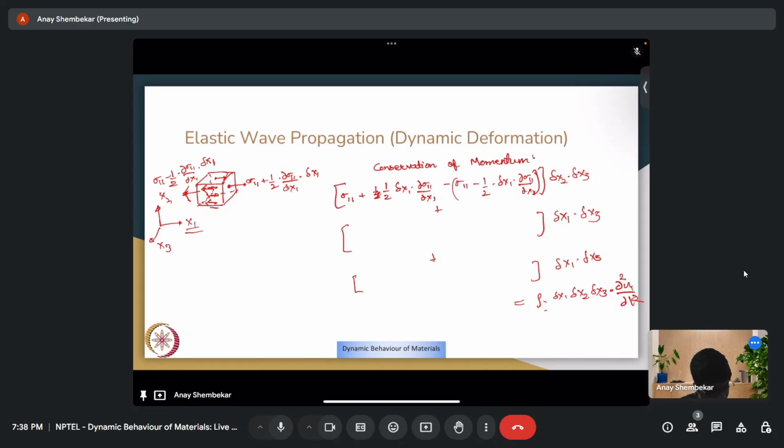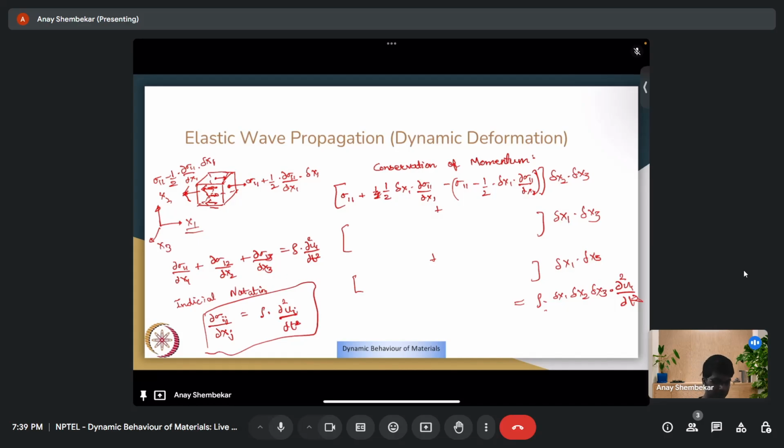Simplifying this, we end up with a very simple expression, which is dou sigma 11 by dou x1 plus dou sigma 12 by dou x2 plus dou sigma 13 by dou x3 is equal to rho times dou square u1 by dou t square. We can similarly write another two equations for u2 and u3. If we rewrite everything in indicial notation, it's dou sigma ij by dou xj is equal to rho times dou square ui by dou t square.